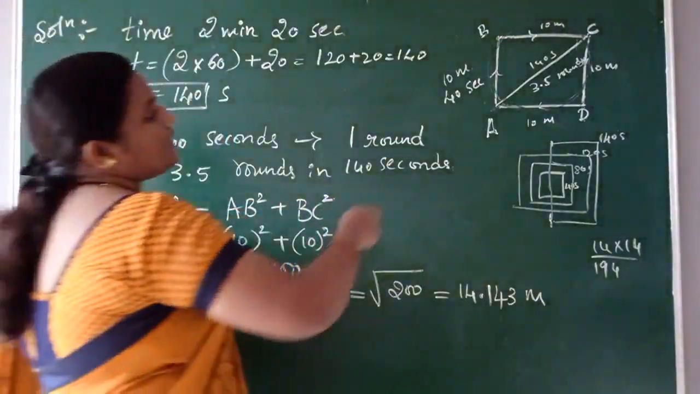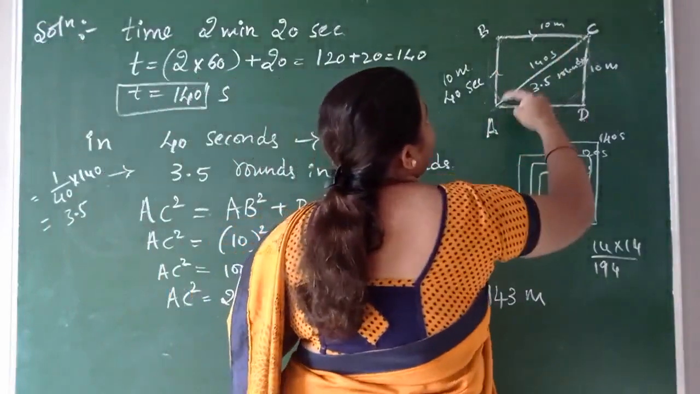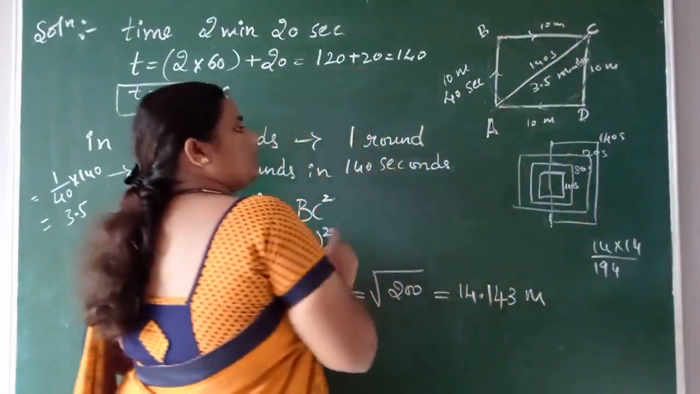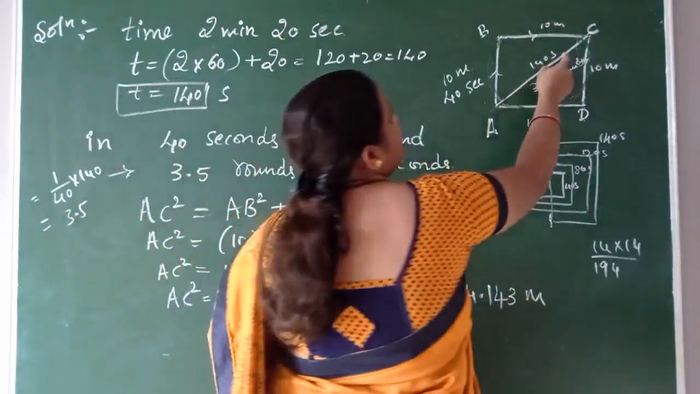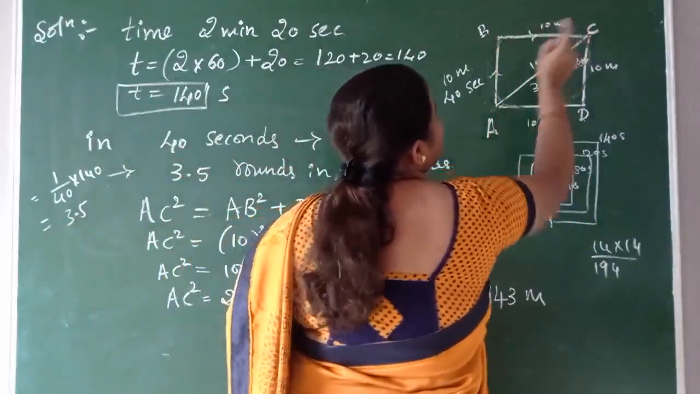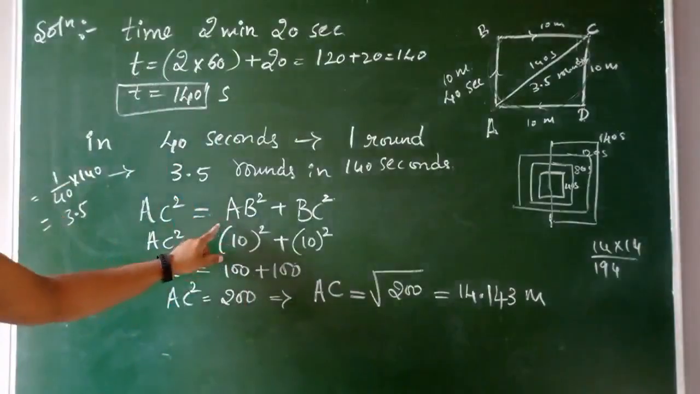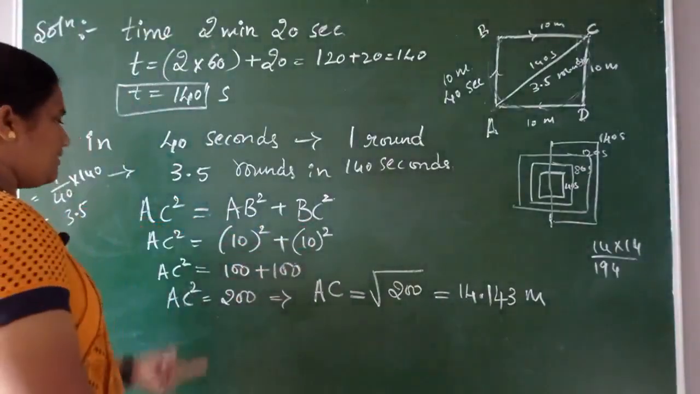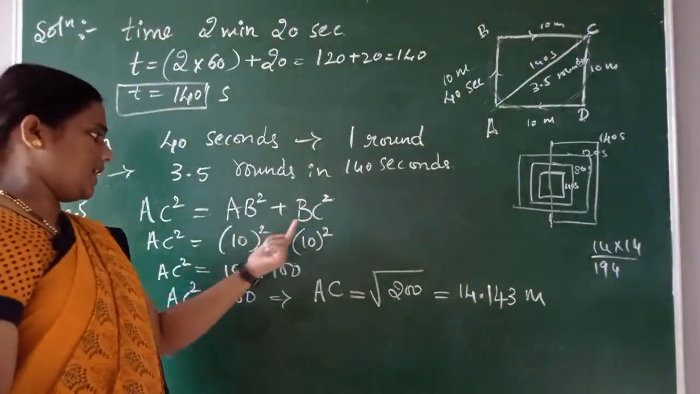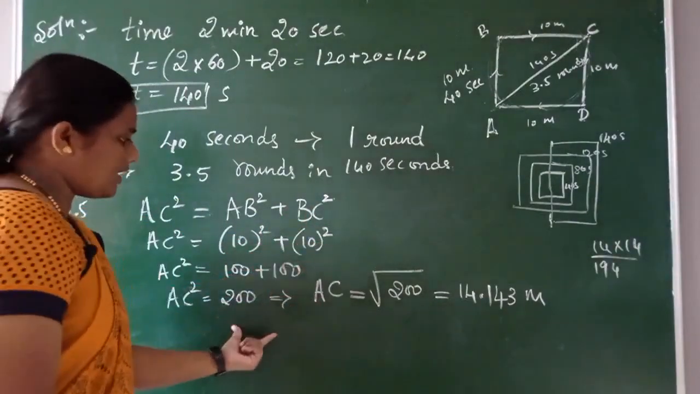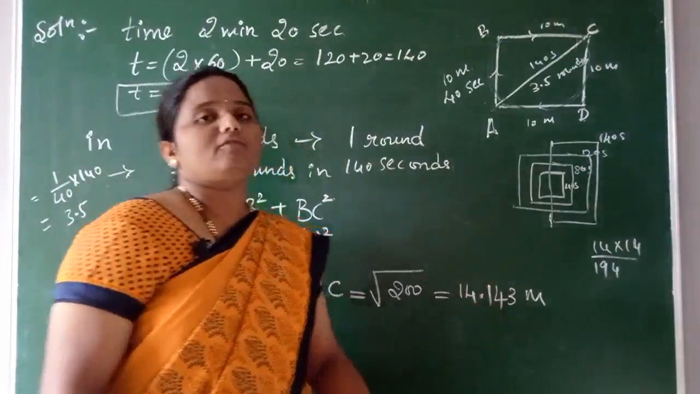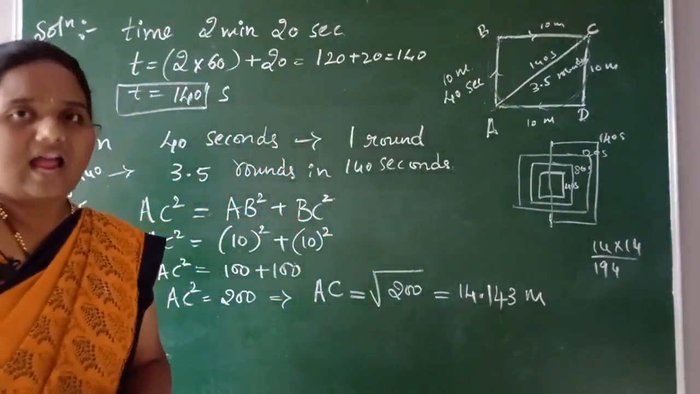And since this looks like a right angle triangle, that is ABC, and here AC is the hypotenuse, so we can take AC square is equal to AB square plus BC square. AB value is how much? 10, and similarly BC also 10. That is square of 10 is what? 100 plus 100, 200 you will get. Square root of 200 is what? 14.143 meter is our answer.